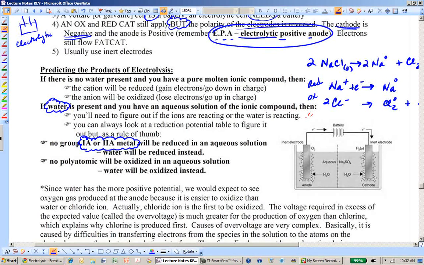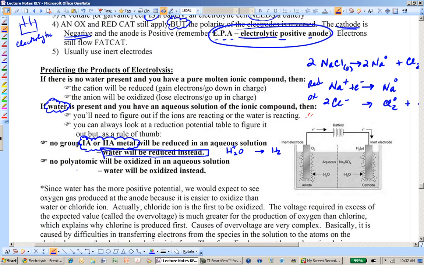So instead of the 1 or 2A metal being reduced, water is reduced. So you go to your handy dandy reduction potential table and take a gander at it, and you find the reduction where the water is being reduced in the place of the sodium. So if your sodium plus ion is not being reduced, then it's the H plus out of the water, I should say, that's going to be reduced to hydrogen gas.